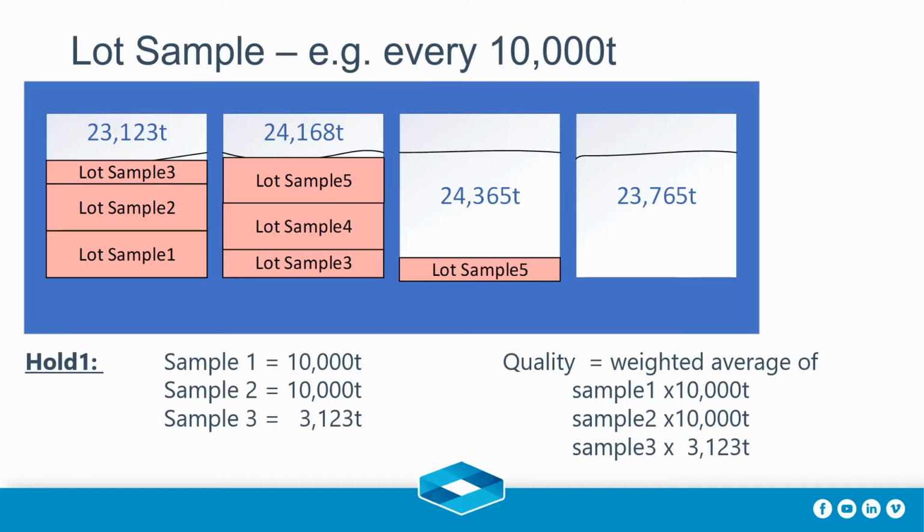So when we look at a lot sample, the first thing that we have to decide is at what tonnage do we need to take a sample. In this example, just to keep things simple, I've said, okay, at every 10,000 tons we'll take a sample. So if we look at the tonnage on the first hold of 23,000 tons, the first sample would be 10,000 tons. Another sample will be created for the next 10,000, and then the balance would then be the first portion of the third sample.